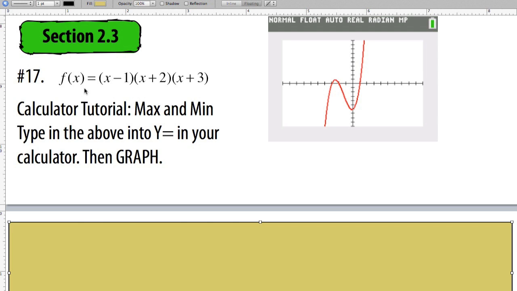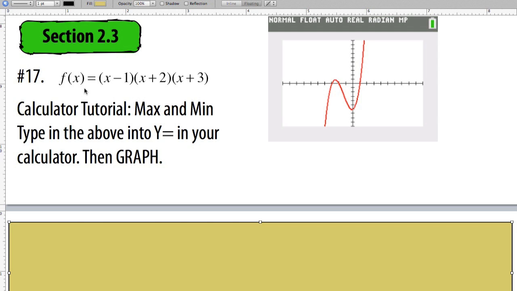So number 17 has f of x equals (x minus 1)(x plus 2)(x plus 3). The instructions tell me to graph this in a window that allows me to see all the roots and all of its extrema. What it wants me to do is to write out the end behavior using limits: as x approaches, blah, blah, blah, f of x goes to. Which is what we've already discussed.